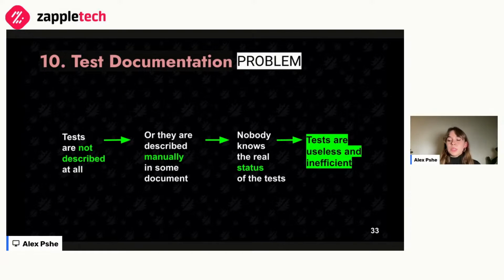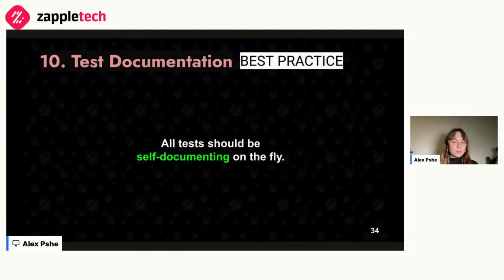So what can we do here? A pretty basic solution, but it's a must have. We cannot avoid it: all tests must be self-documenting on the fly. It's an auto test and it's technically possible. So we shouldn't spend our time maintaining absolutely the same document, but manually. Of course, we should invest our resources into this process.